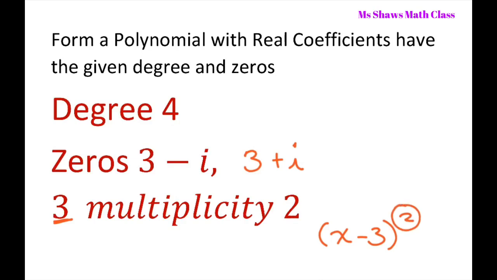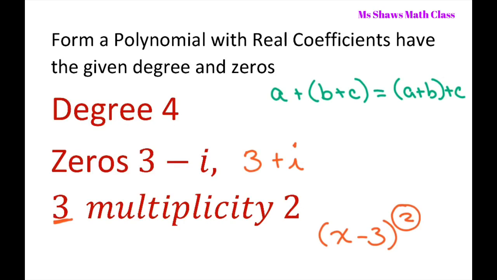We're also going to use the associative property on this as we form our polynomial. The associative property is if you have A plus the quantity of B plus C, that equals the quantity of A plus B, plus C. So we're going to use that to get rid of our i's.